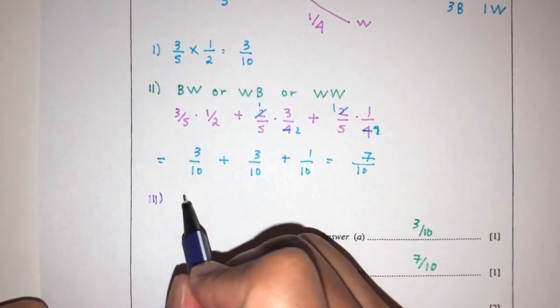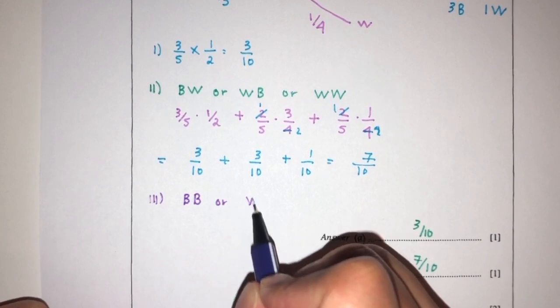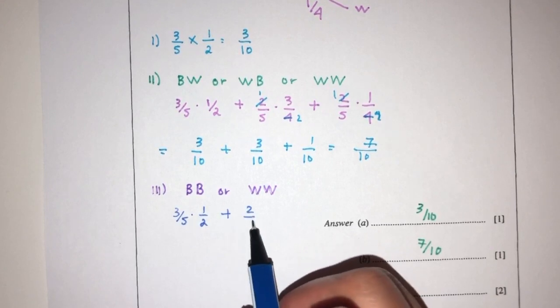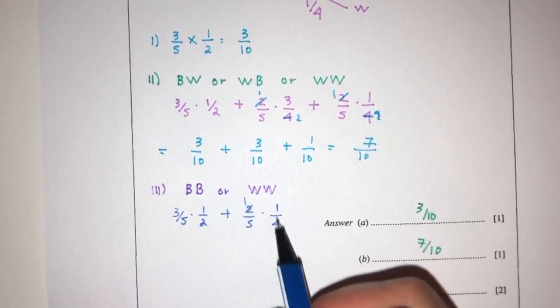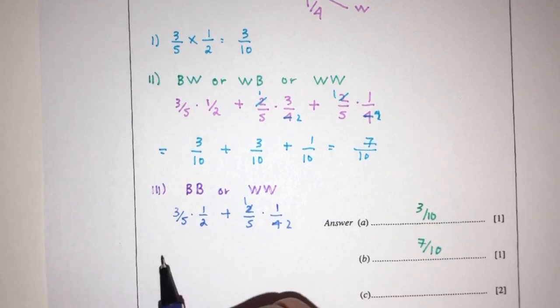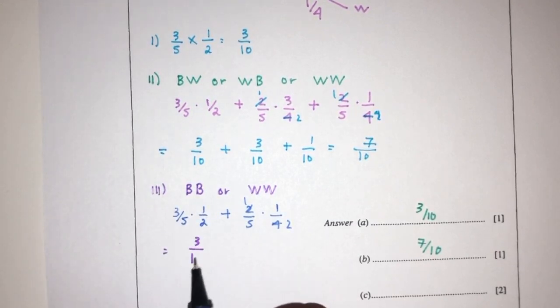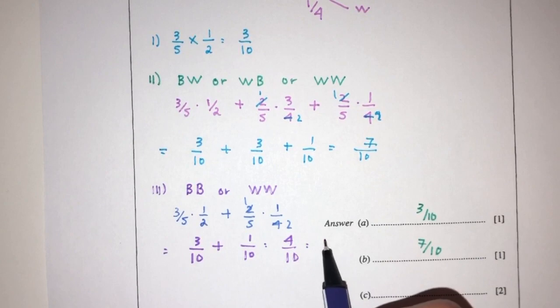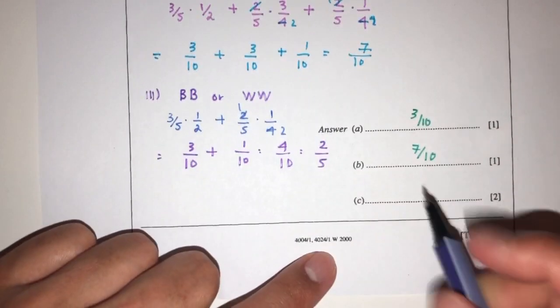What do we have? 2 balls are of the same color. So pretty easy. Part 3, it can be black and black, or white and white. So black and black, according to this, is 3/5 times half. Or is plus, white and white, 2/5 times 1/4. So let's see, what do we get? That will be 3/10 plus 1/10. That should be 4/10, but simplify, that will be 2/5. So this is your answer for part C of question 19.